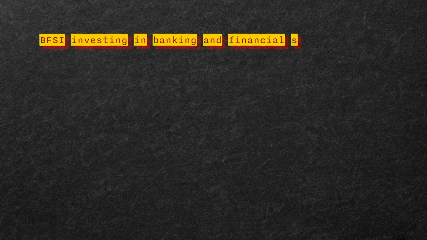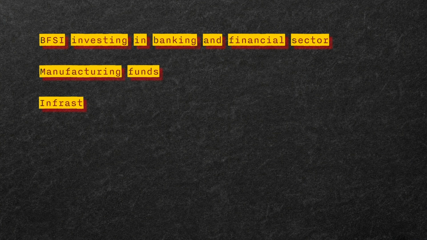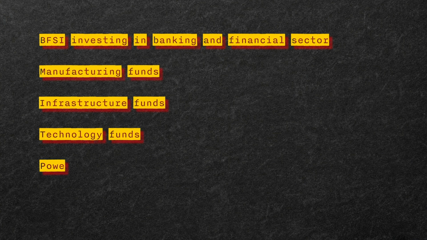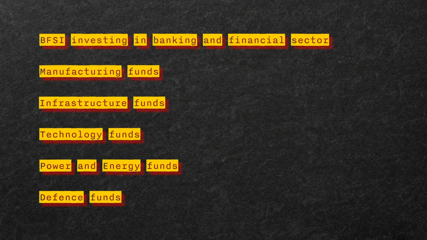The 11th category of the funds is the thematic or sectoral mutual funds. These funds invest money in a particular sector or theme. There are different thematic funds like BFSI investing in banking and financial sector, manufacturing funds, infrastructure funds, technology funds, power and energy funds, defense funds, and so on. These are suitable when an investor believes that a particular sector or a theme might outperform the market. In these funds, mutual funds can invest even more than 10% in a single stock. Hence, these are high-risk funds with a potential of higher returns.